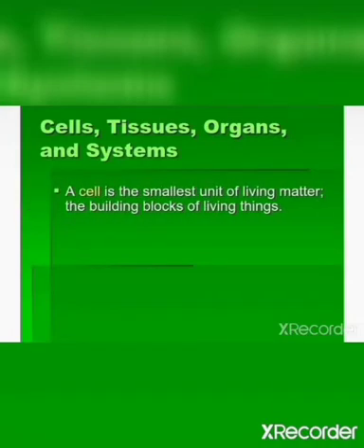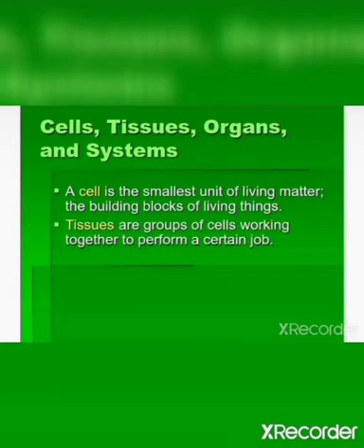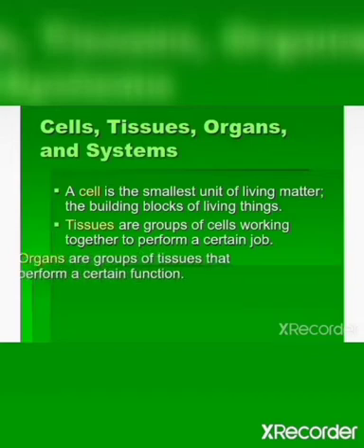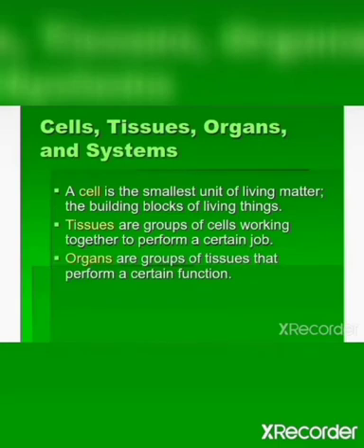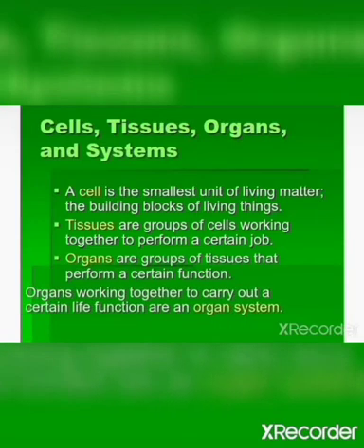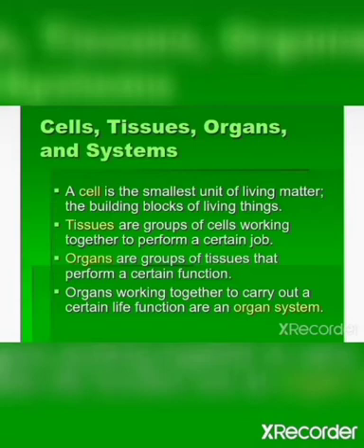As we know, a cell is the smallest unit of living matter and the building block of living things. When cells combine, they form tissues. Tissues are groups of cells working together to perform a certain job. And organs, what are organs? Organs are groups of tissues that perform a certain function. Now what is an organ system? Organs working together to carry out certain life functions are called an organ system. So cells combine to form tissue, tissues combine to form organs, and when organs work together they form an organ system.